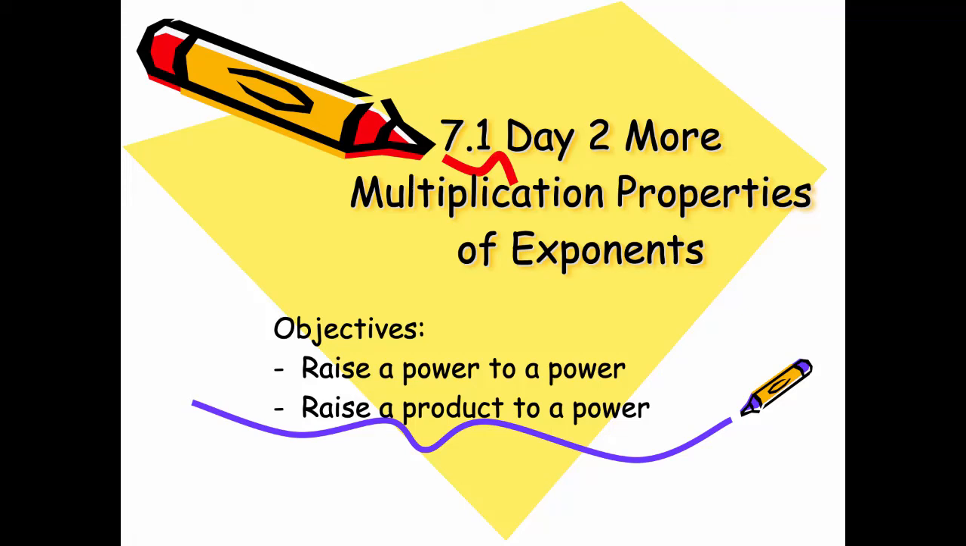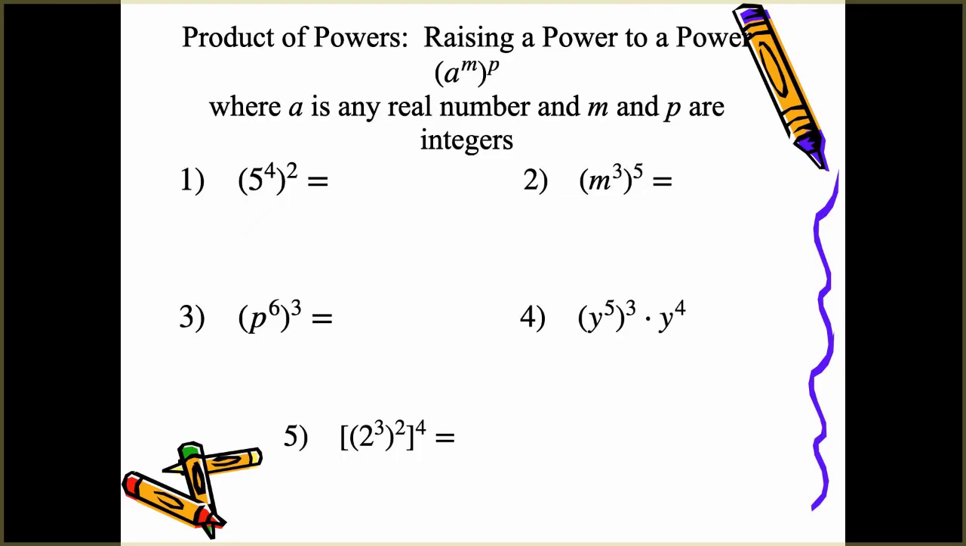Welcome to section 7.1 day 2, more multiplication properties of exponents. Today we are going to raise a power to a power, and we're going to raise a product to a power. So the product of powers, raising a power to a power. So we have a to the m in parentheses raised to the p power. A is a real number and m and p are integers. When we raise a power to a power, we actually multiply the powers together.